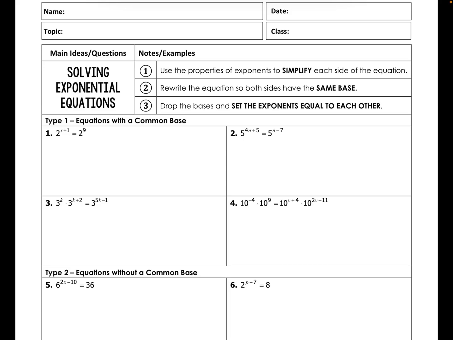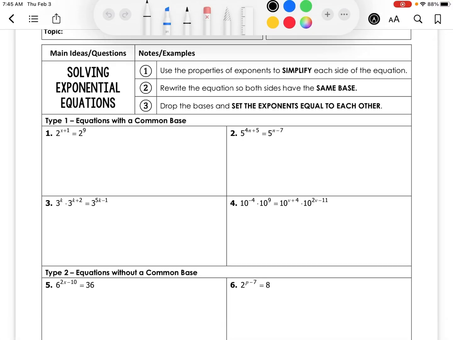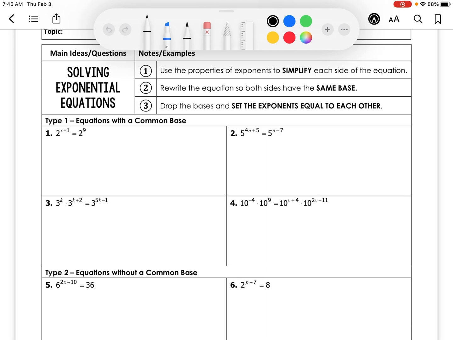Solving exponential equations. The steps to solving exponential equations: number one, we're going to use the properties of exponents to simplify each side of the equation. We're going to rewrite the equation so both sides have the same base. Then we're going to just eliminate the bases and set whatever the exponents are equal to each other.